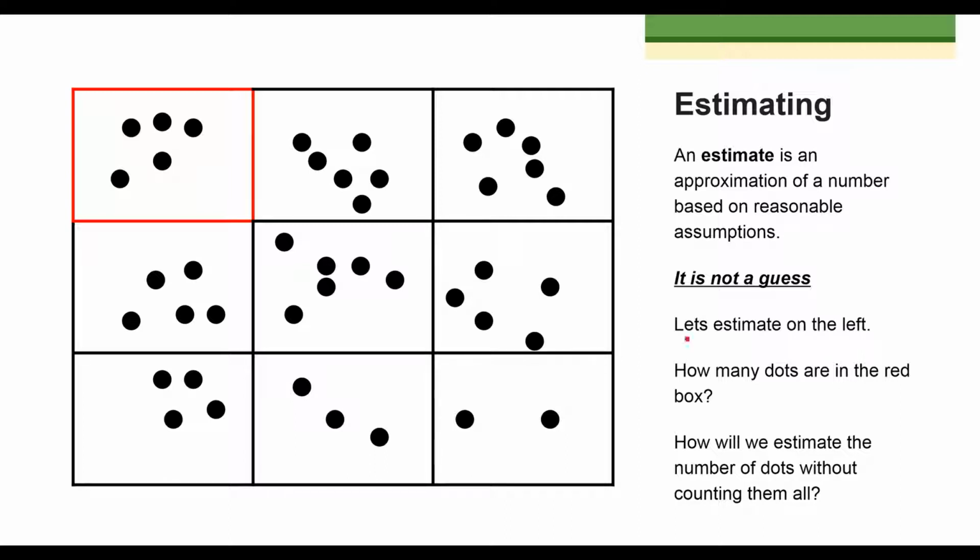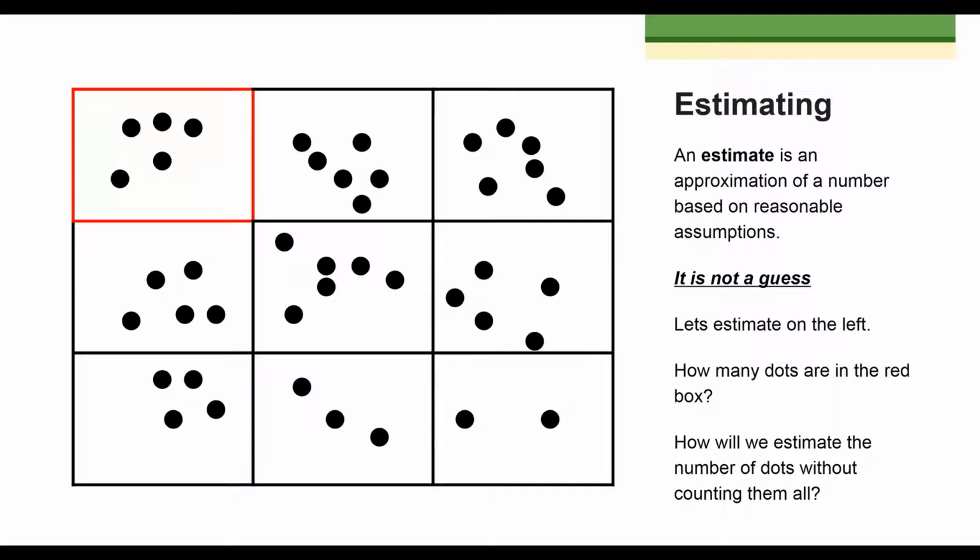So if we do that, let's estimate on the left how many dots are in the red box. So if we can count, okay, 1, 2, 3, 4, 5. Okay, that was easy. How will we estimate the number of dots without counting them all? So when we're talking the number of dots in this whole grid, how are we going to figure out the number of dots?